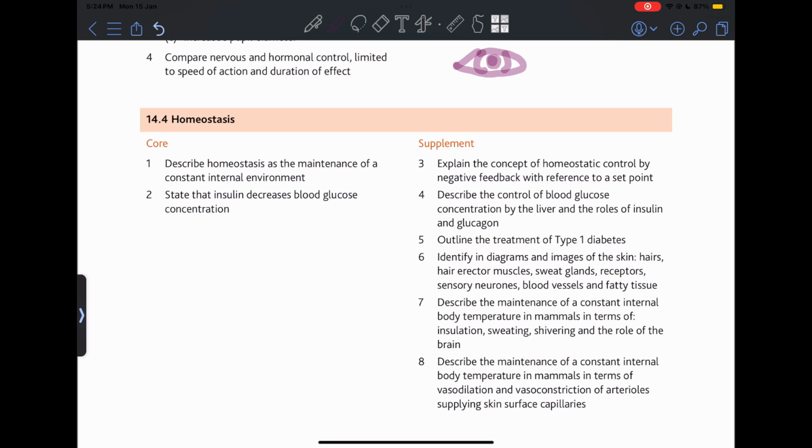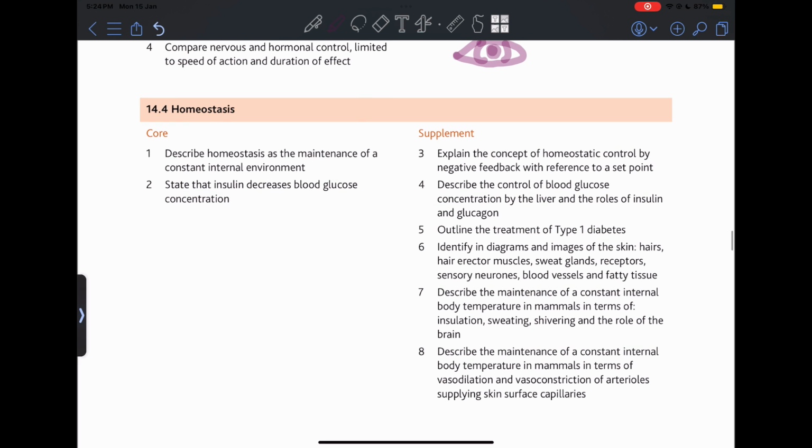Moving on to 14.4, which is about homeostasis. Core and extended students have to describe homeostasis as the maintenance of a constant internal environment. And you have to also state that insulin decreases blood glucose concentration.